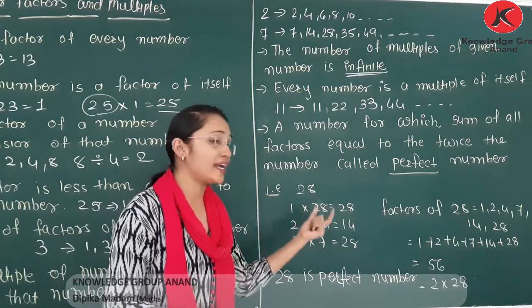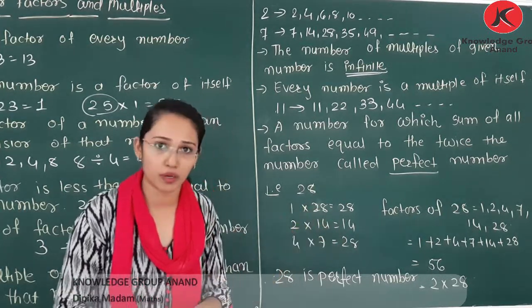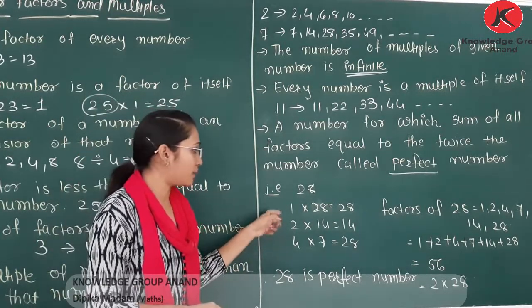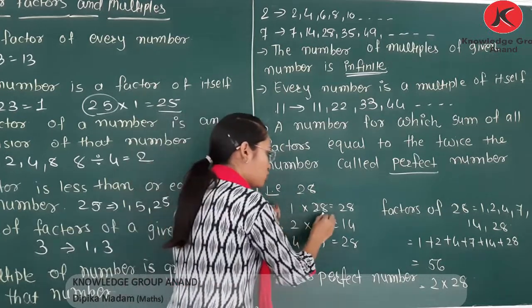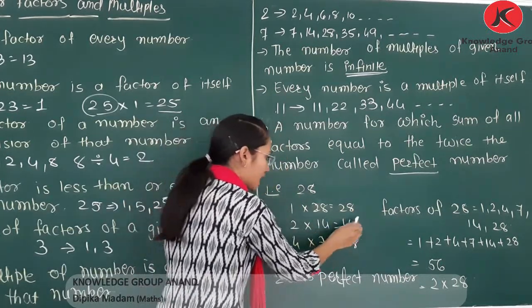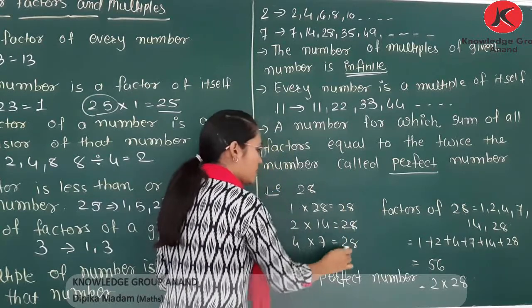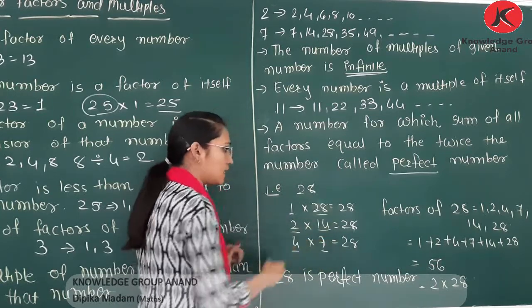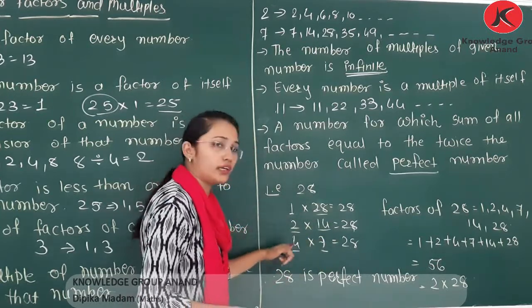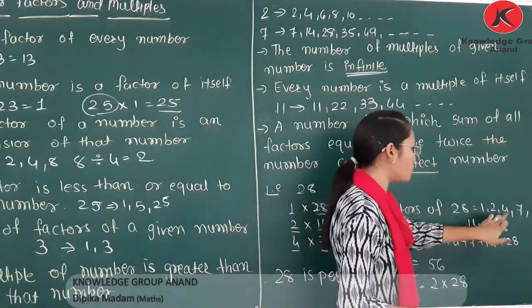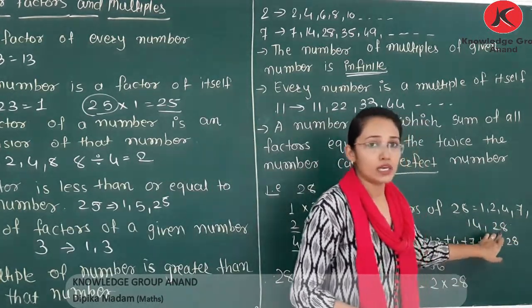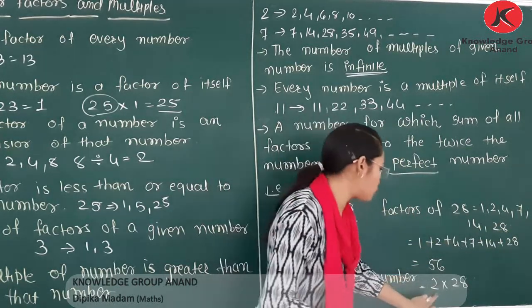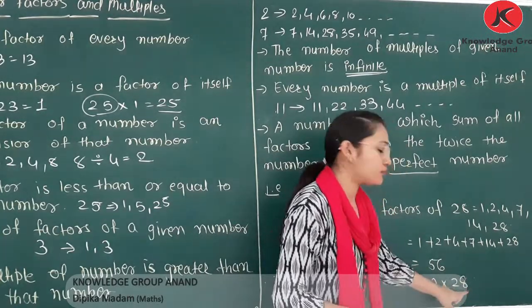If that answer is equal to 2 into that number, it is called a perfect number. Let us understand with the example 28. Now factors: 1 into 28 is 28, 2 14s are 28, 4 7s are 28. So what are the factors of 28? 1, 2, 4, 7, 14 and 28. We are writing the factors in increasing order. If we add all these factors, we will get 56. And what is 56? It is 2 multiplied by 28, twice that number.